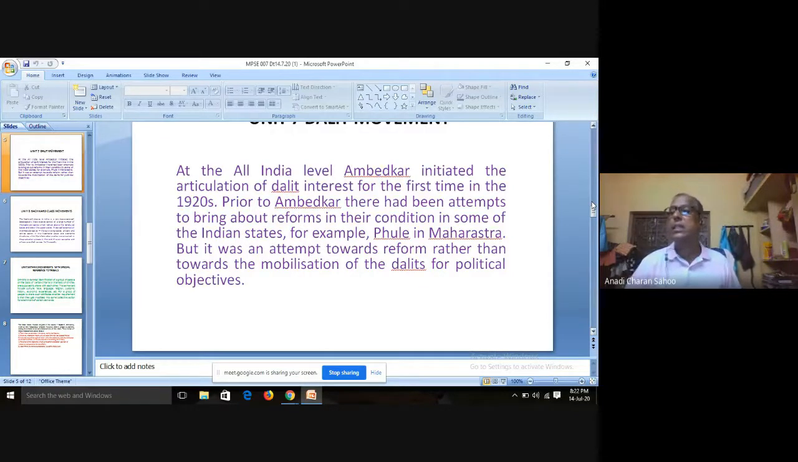Another change may also be noted, that blatant caste discrimination which was practiced for centuries is not practiced in India today.